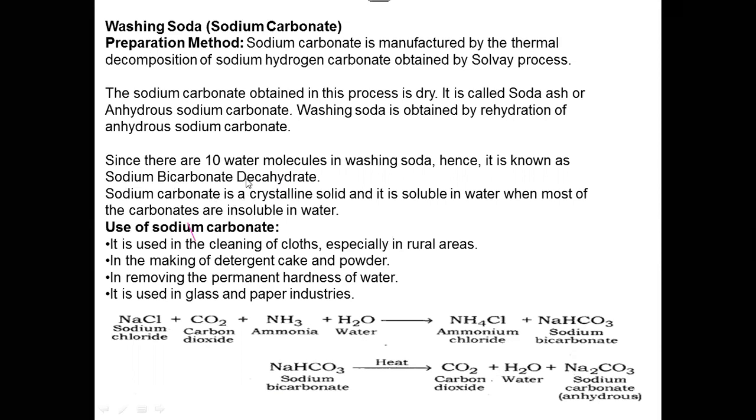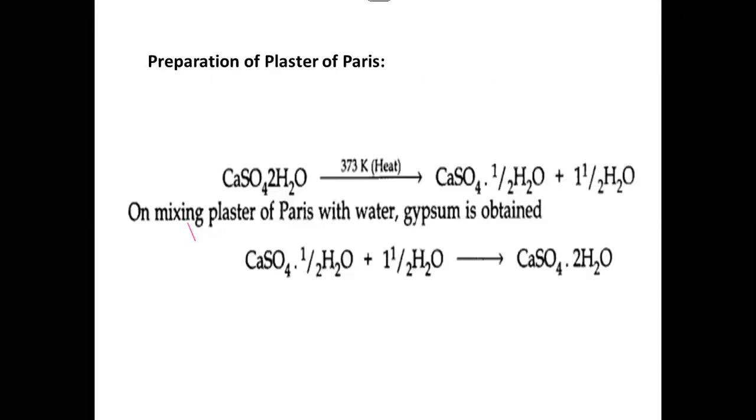When it contains the 10 water molecules as water of crystallization, it is a crystalline solid, soluble in water. It is used for cleaning clothes, used in making detergent cakes, and to remove permanent hardness of water. If hard water contains calcium and magnesium ions, these can be removed by using sodium carbonate. It is used in the manufacture of glass and paper.